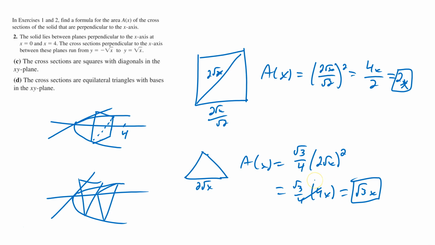Okay. Now we get into actually finding some volumes, I believe. Thank goodness. Yeah, so let's find the volume of the solid analytically. Analytically means without a calculator, so they just want you to do the algebra to find it. So first one we have here, solid lies between the planes perpendicular to the x-axis at x equals 0 and x equals 4. Cross-sections perpendicular to the x-axis from 0 to 4 are squares whose diagonals run from negative root x to positive root x. So we actually just did this one with the area. Now they just want us to actually find the volume.